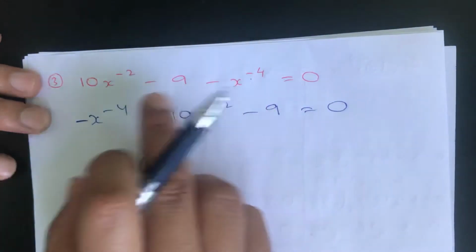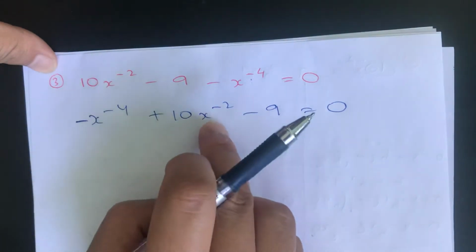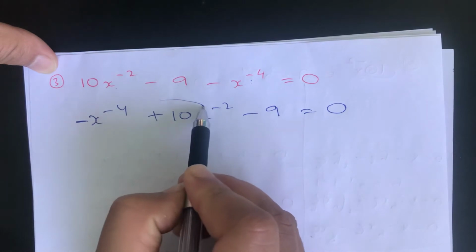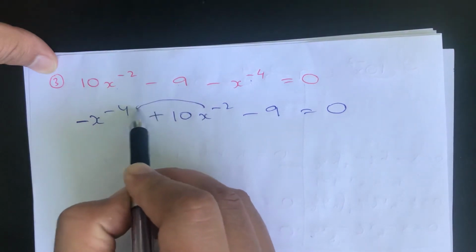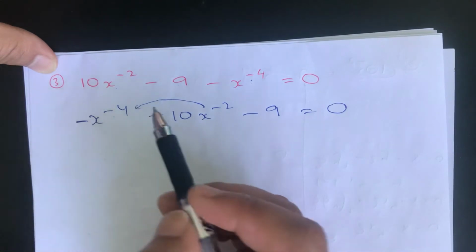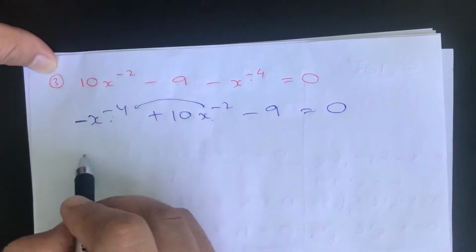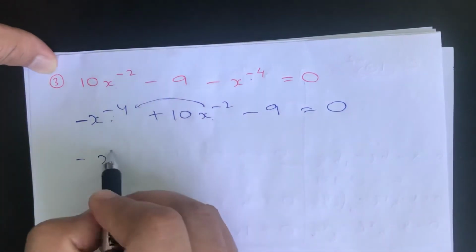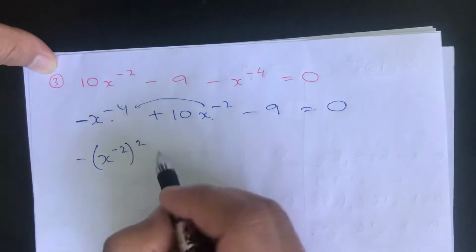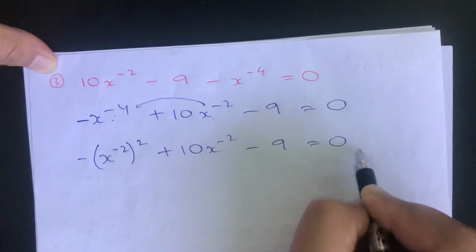So I'm trying to rearrange them first. When I rearrange it, I put the highest power first, and when I compare the two of them, just forget about the sign and look at the power. This is a 2 and this is a 4. Isn't this the double? So that means it's already in a double. So we just have to convert this into this form. When I convert it, I write minus, 2 inside and then the power 2. So 2 twos are 4 and I get the same thing back. Plus 10 x to the power of minus 2 minus 9 is equal to 0.